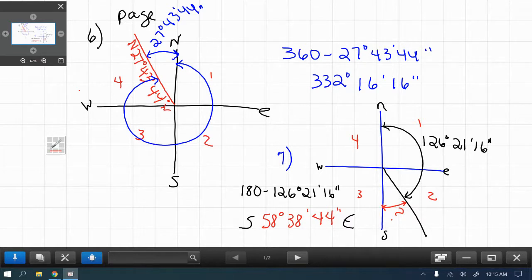What did you get for number 6? 332 degrees, 16 minutes, and 16 seconds. I got the same thing. See what you did? Okay, this one should be 180 minus that.